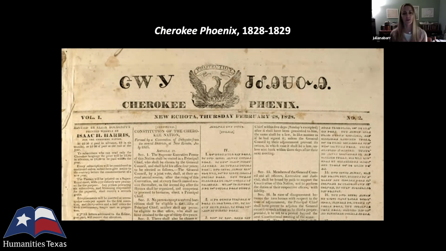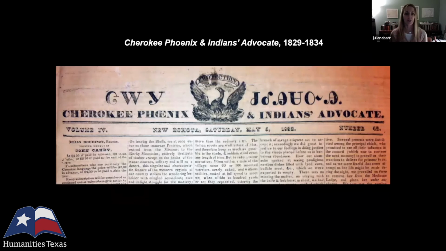So this was one of the first ones, the Cherokee Phoenix. And then following that, there was the Cherokee Phoenix and Indians Advocate. And just to make the point here, what you should know is that by 1830, the majority of Cherokees could read and write in Cherokee. And more than a third of Cherokees could also read and write in English. And their literacy rates were far higher than any white community around them. And so all of this is a reflection of this literacy.